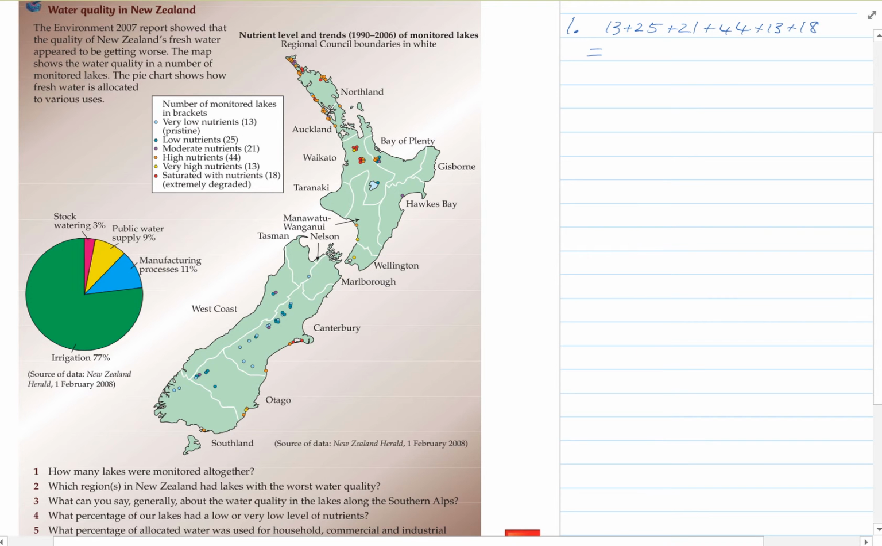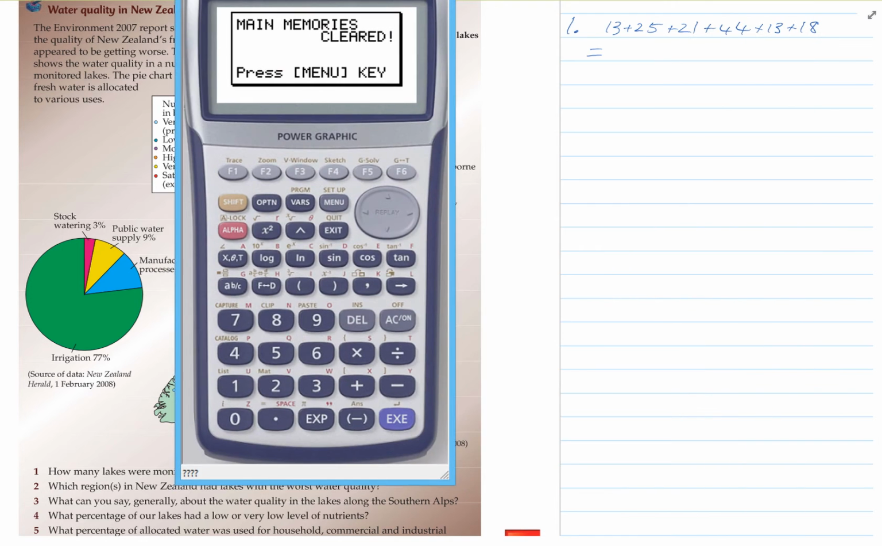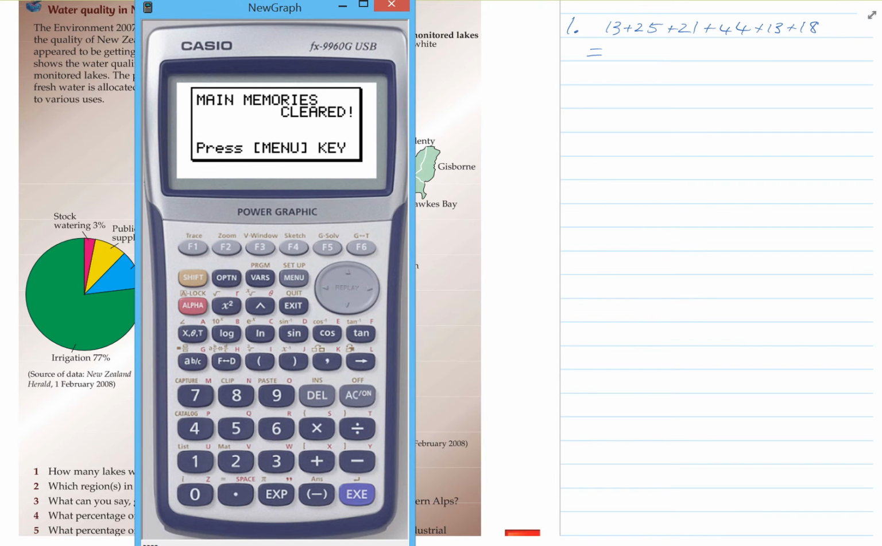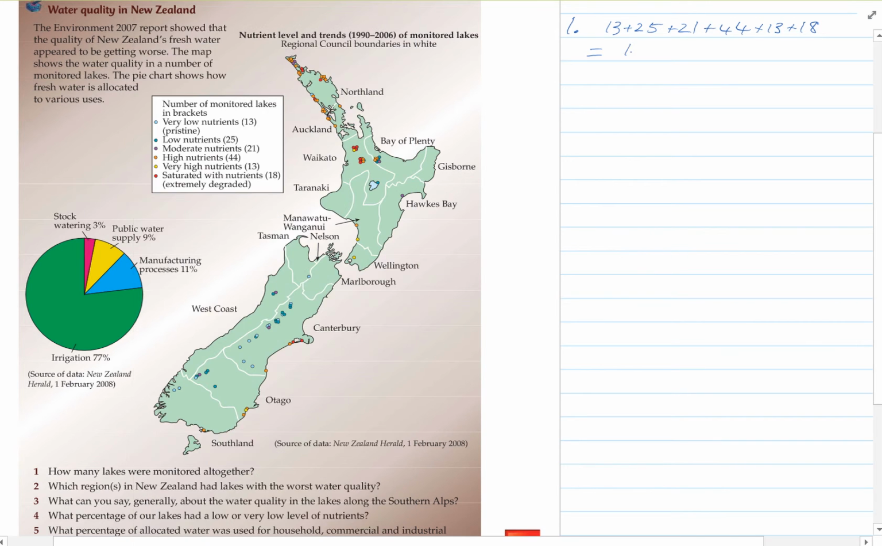Okay, so I guess we need a calculator to make short work of that. Bring that down so we can see it. So 13, oops, let's try that again. 13 plus 25, 21, 44, 13 and 18, so 134. So the question is being asked in words, so I should really answer it in words and say 134 lakes were monitored.